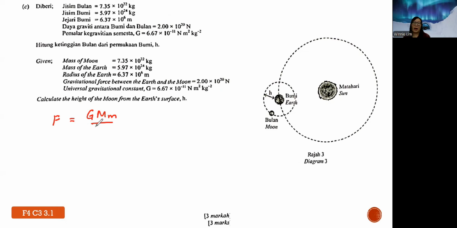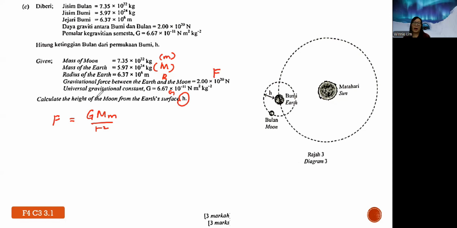Sometimes we use M1, M2. Doesn't matter. We can just assume capital M is Earth, then the Moon is small m. Then the radius of Earth is capital R, the symbol. So this is force, and this is G. But they want height. So first, you need to know what this small r refers to.